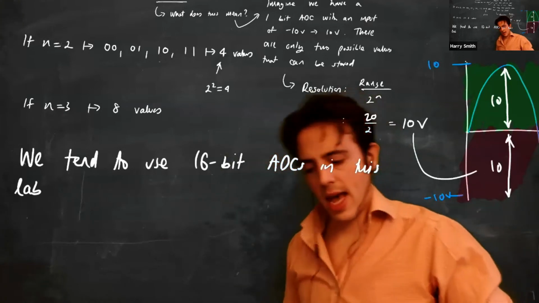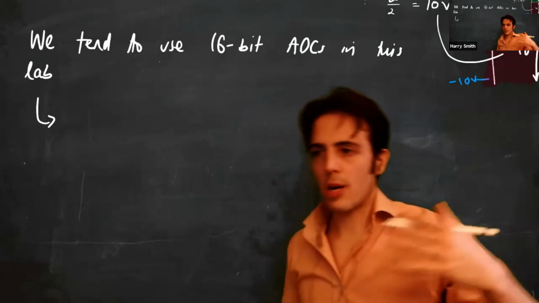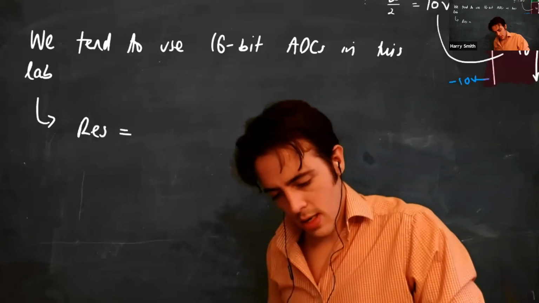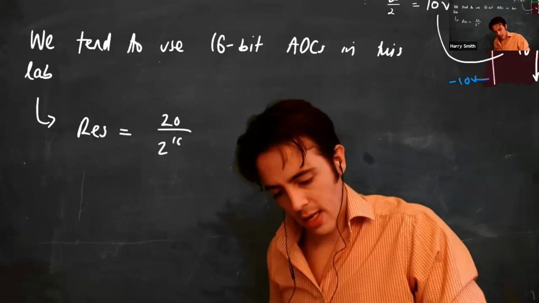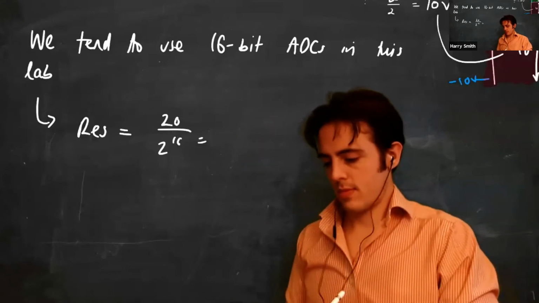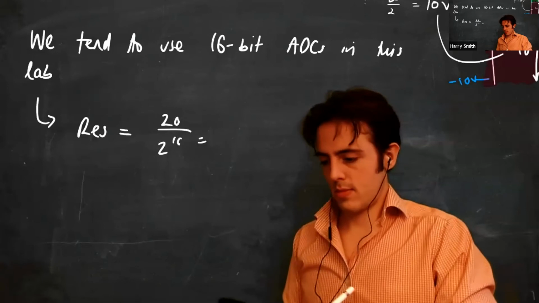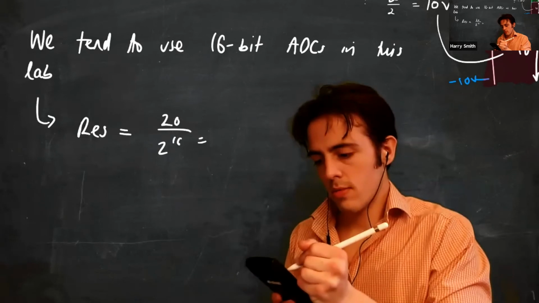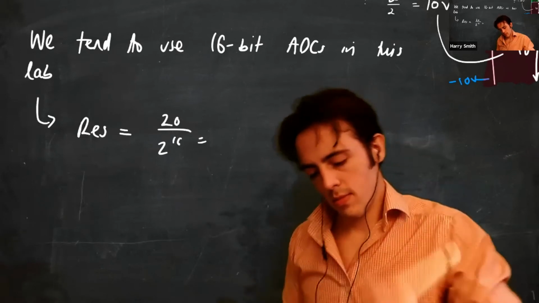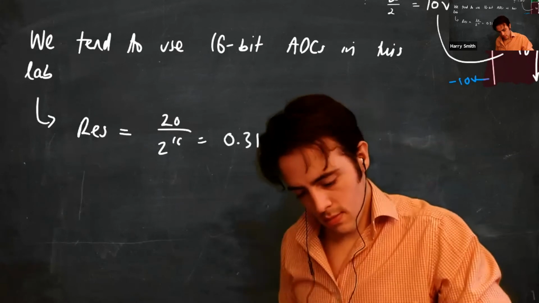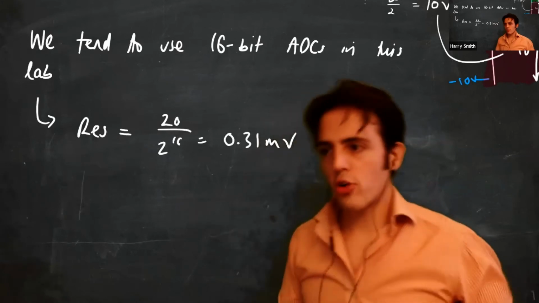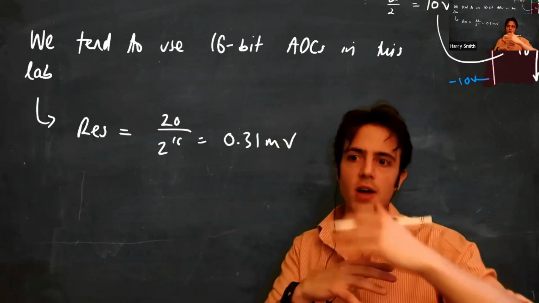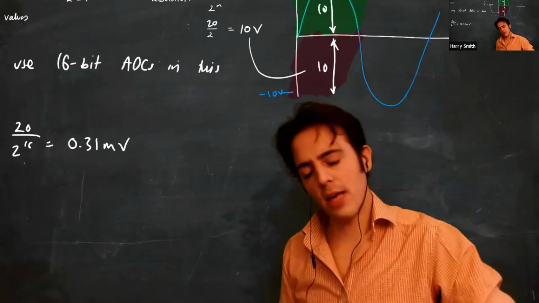So we tend to use 16-bit ADCs in this lab. What this means for our purposes is if they have plus or minus 10 volts, then our resolution is going to be 20 divided by 2 to the 16. It's a pretty small number. Okay, 0.31 millivolts. So that would be the smallest vertical separation between any of these values.